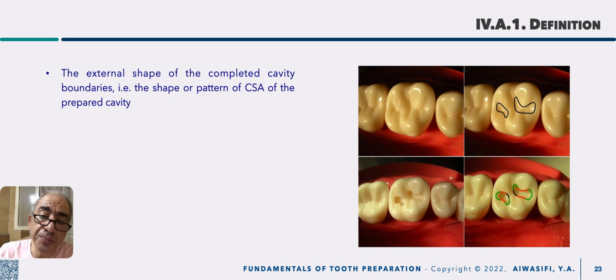How do you achieve or obtain your outline form? You have fundamental rules that should be applied for all cavities. No discussion, no doubt about it. And other factors are called factors modifying the outline form, which are not always available for all designs. It differs according to the tooth and according to the lesion. You may expand one of the fundamental rules according to what is modifying this rule.